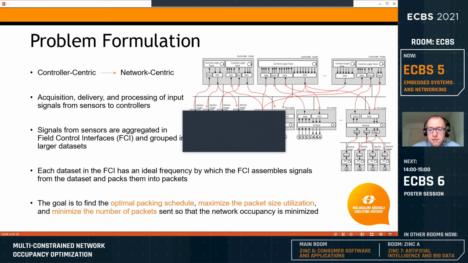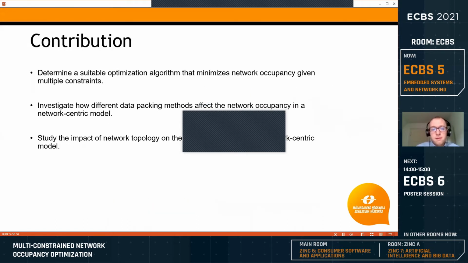Each data set that is formed in FCIs has an ideal frequency by which the FCI assembles signals into that data set and packs them into packets. The goal here is, of course, to find the optimal packing schedule, to maximize the packet size utilization, and to minimize the number of packets. So we have multiple objectives here, so that the network occupancy is minimized.